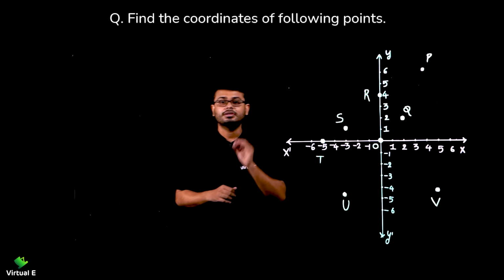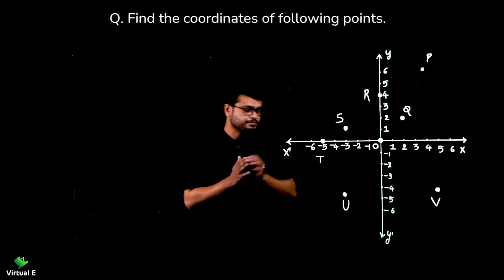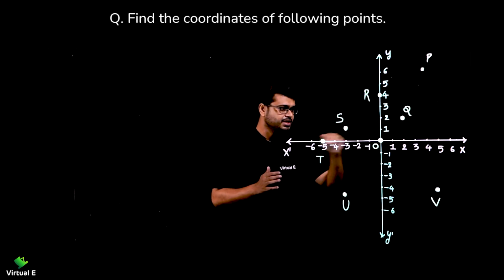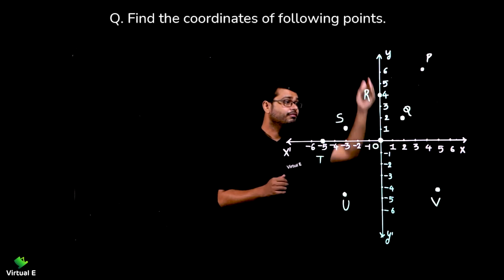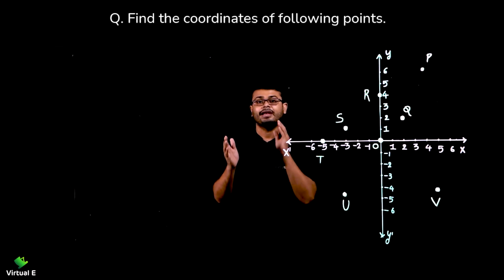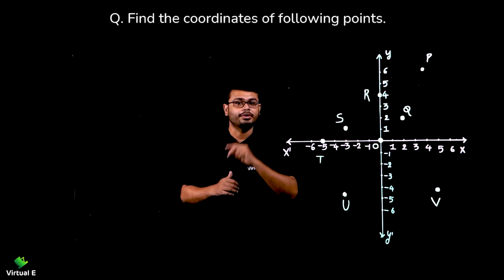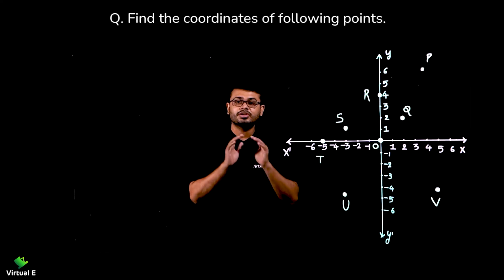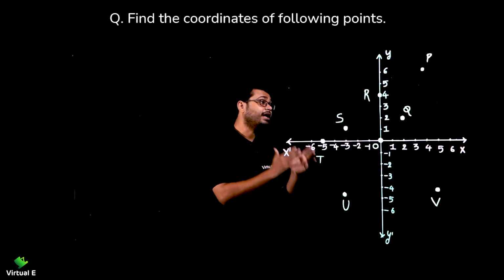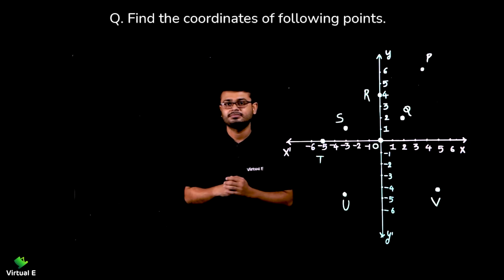Now remember the difference between point and coordinate. Coordinate means the number of steps either on the x-axis or y-axis. But point means the x coordinate and y coordinate together. So when I say point, I talk about two coordinates. And when I say only coordinate, I only talk about one coordinate. So remember this. We want to find the coordinates of the following points.